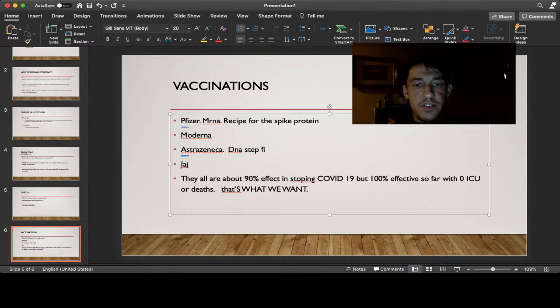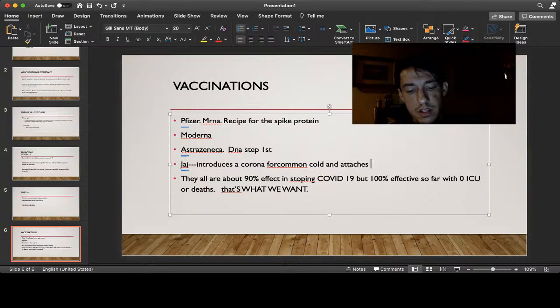And then we have Johnson & Johnson, which is we inject a shelled virus. This is kind of like an older step. The first three are very novel. It introduces a coronavirus for common cold and attaches a COVID, I don't say COVID-19, SARS-CoV-2, sorry. This laptop says so. I'll say SARS-2 spike on it.